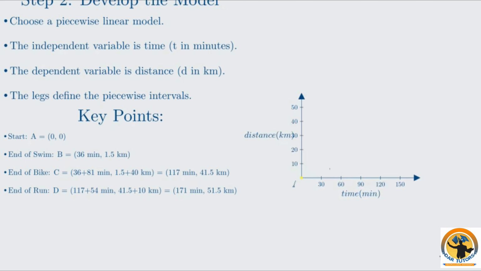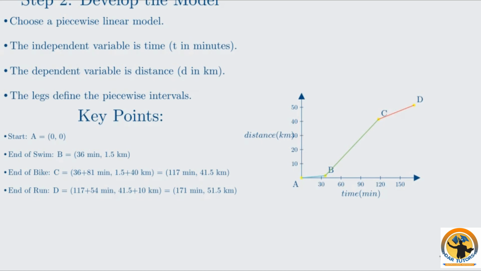Now we can sketch the graph. We plot these 4 points and connect them with straight line segments. The gradient of each segment represents the average speed during that leg. Notice how the bike segment has the steepest gradient, reflecting the highest speed.